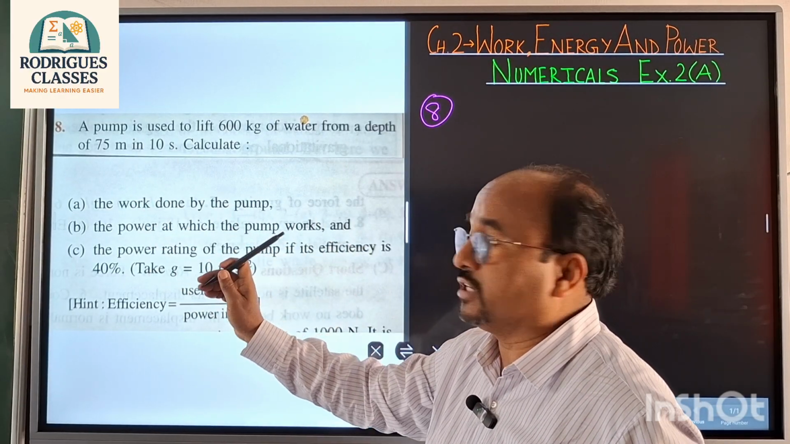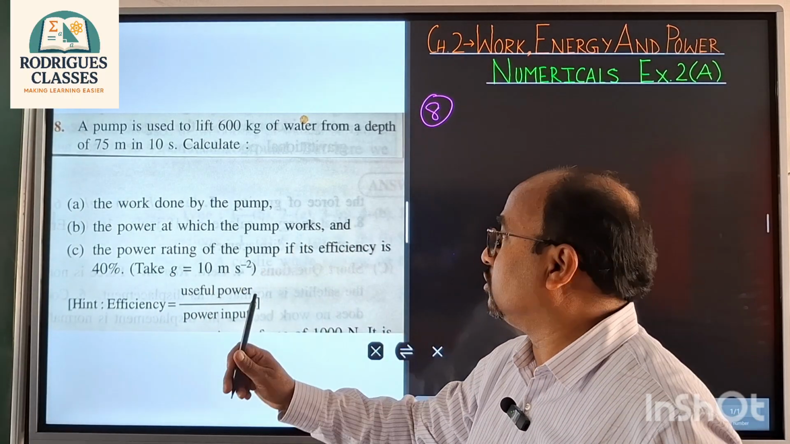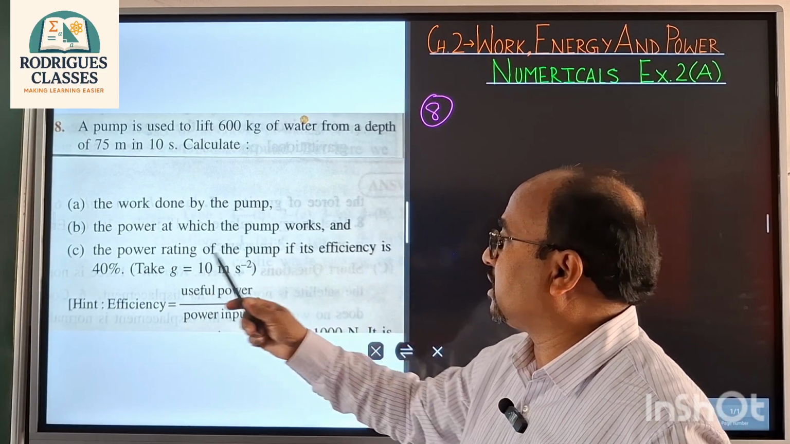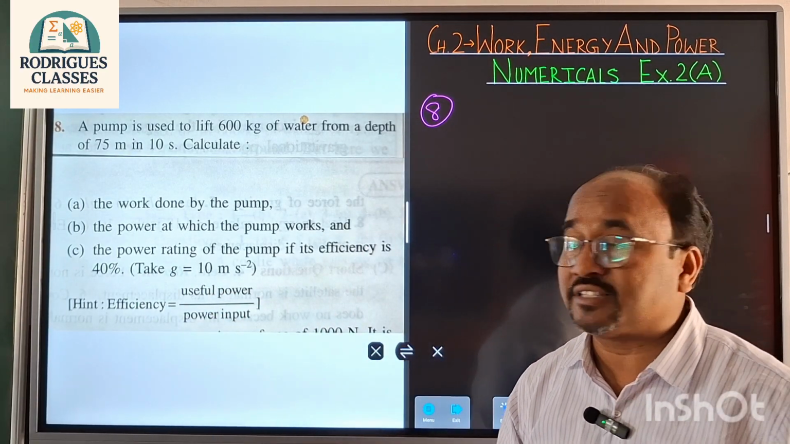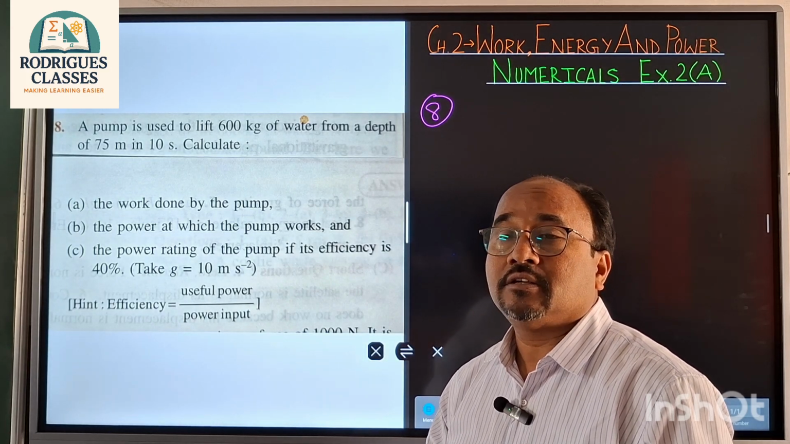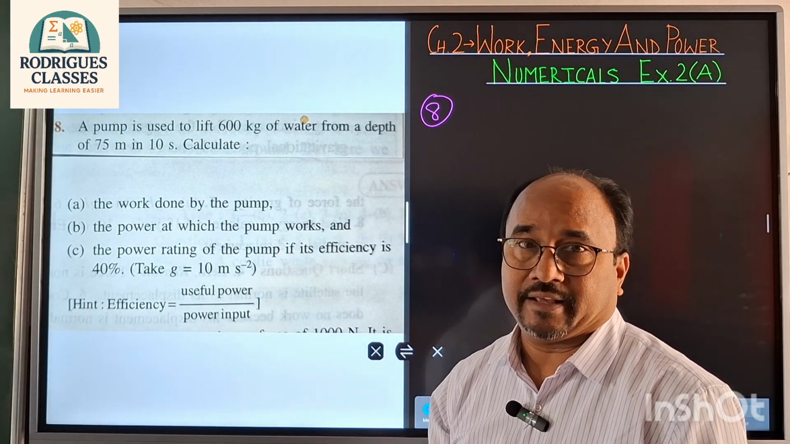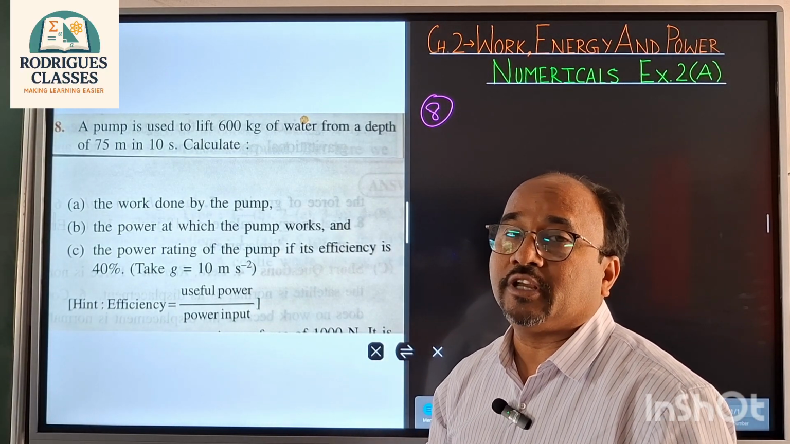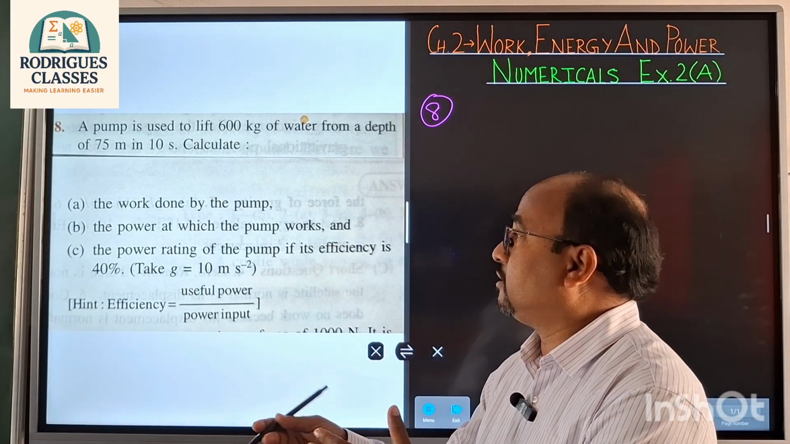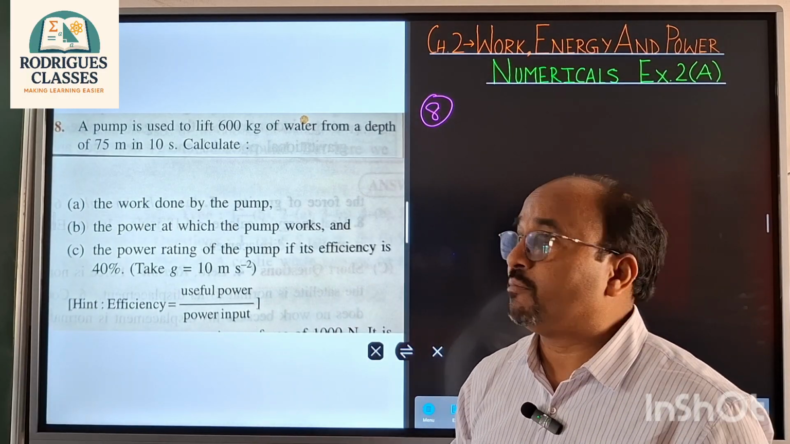First we have to find the work done by the pump, that is the easy part. Then the power at which the pump works, this also you know. And then you have to find the power rating of the pump, if its efficiency is 40%. Efficiency is given, you are asked to find the power rating. When we calculate the earlier part, we will get the power output. Power rating means you need to find the power input, what power you have to give to get the required power which we are getting here. So we will see that when we work out the sum also.